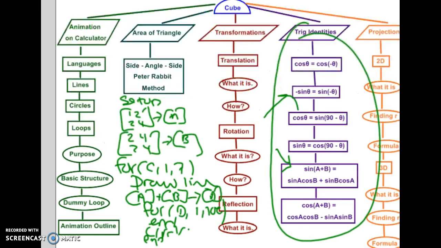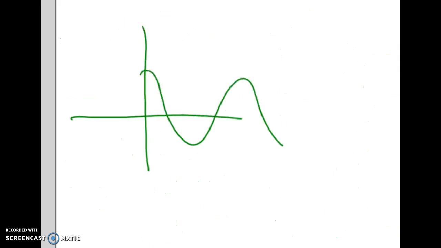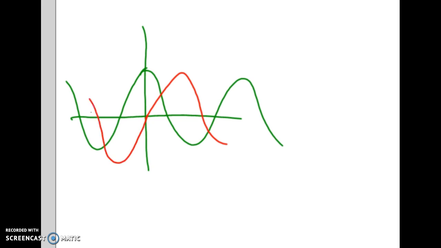So the next one, the cosine theta and sine of negative theta. There are two approaches that you can use to explain those. One is the graph. That is the graph of cosine. And then this is the graph of sine. What do you notice about those two graphs? They're shifted. And they're shifted by how many degrees? 90. Hence why they have the same values 90 degrees away from each other.